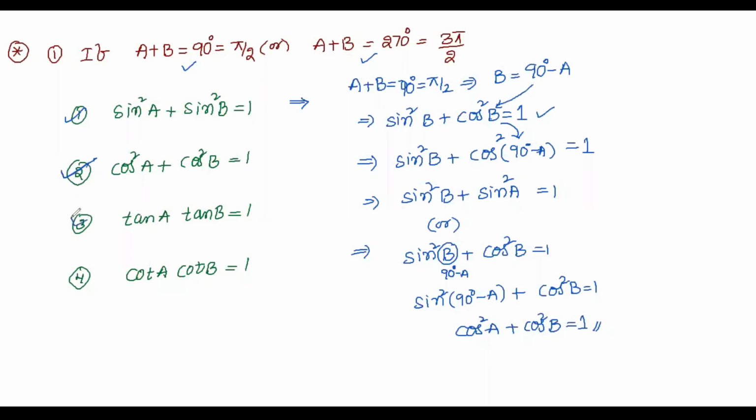So what about this third one, tan A into tan B? Let us take the LHS. We'll take the third one, tan A into tan B.